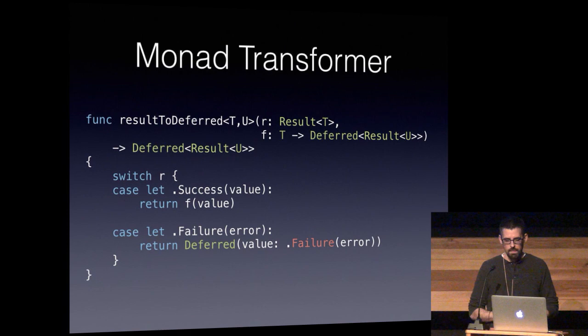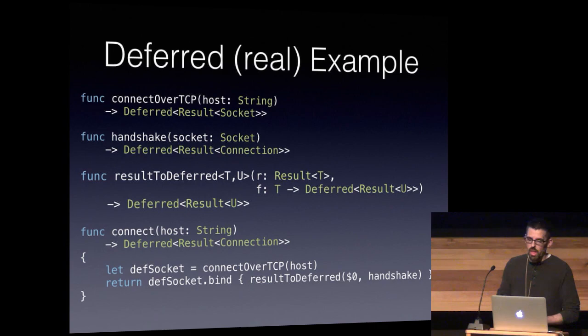So now that we have result to deferred, the monad transformer, we can go back to this example and use it. So now that has the right type signature, we can create a function with the right type signature to pass to bind. So we have this result to deferred of the, so $0 there is a result socket, right? That's what was inside the deferred. And then we're going to bind that to the handshake function.